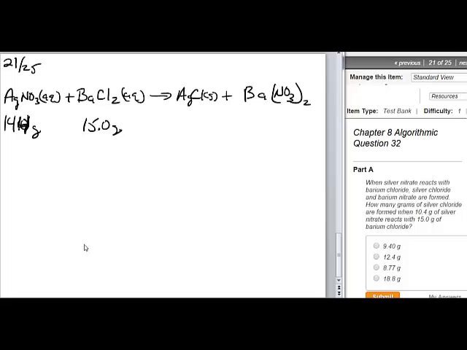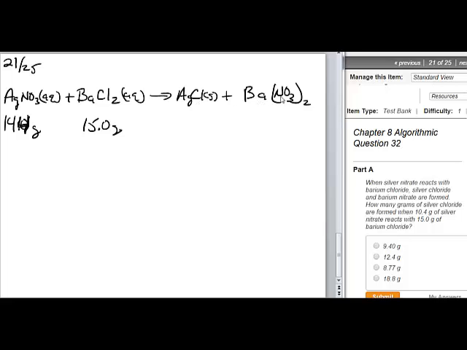So here's problem number 25, or chapter 8, algorithmic question 32. That means they're going to be a little bit different on each one, but the same idea. So you're given this reaction in words, and you've got to turn that into a chemical reaction. I've already done that. So silver nitrate, you know the formula, NO3 has -1, Ag is +1, so it's AgNO3. Barium chloride, barium is +2, chloride is -1, so it's BaCl2. Forms silver chloride, Ag +1, Cl -1.